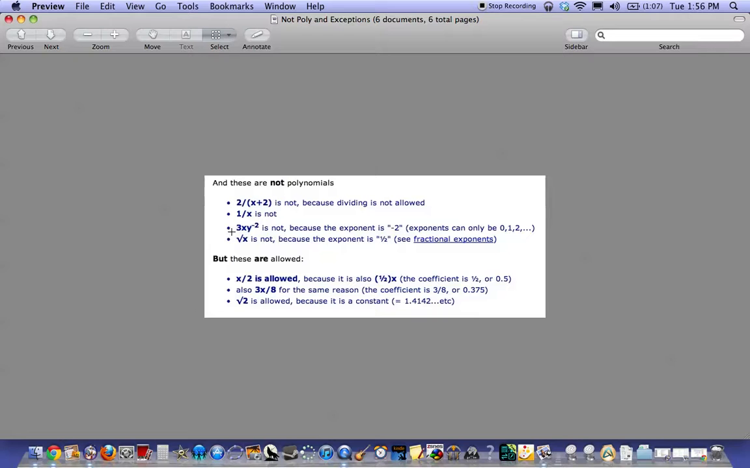And you also cannot have the square root of a variable. You can have the square root of an actual number, such as down here. The square root of 2 is allowed because the square root of 2 is a constant. The square root of 2 represents an actual number, 1.4142. So that does represent a constant, so the square root of an actual number is allowed because, for example, the square root of 25 is 5, so the square root of 25 is just another way of saying 5. So technically it's just a constant.